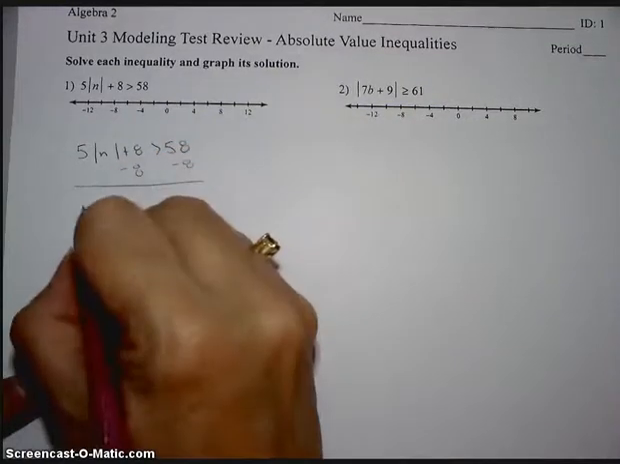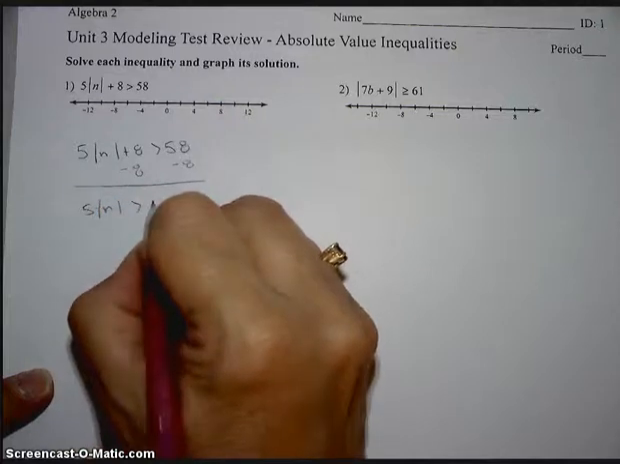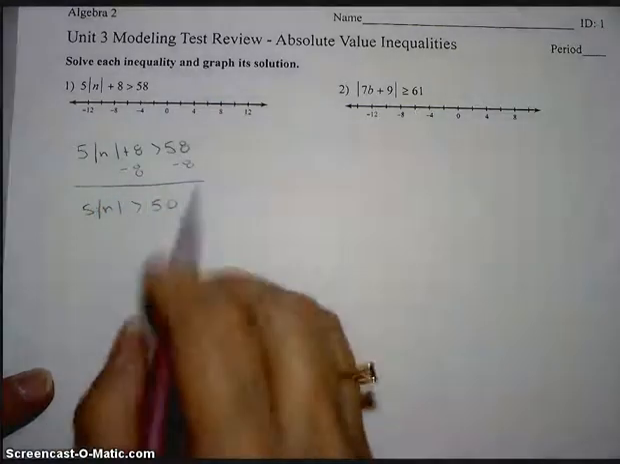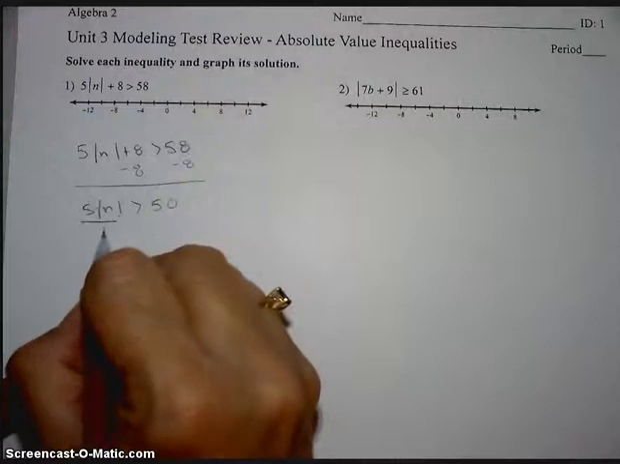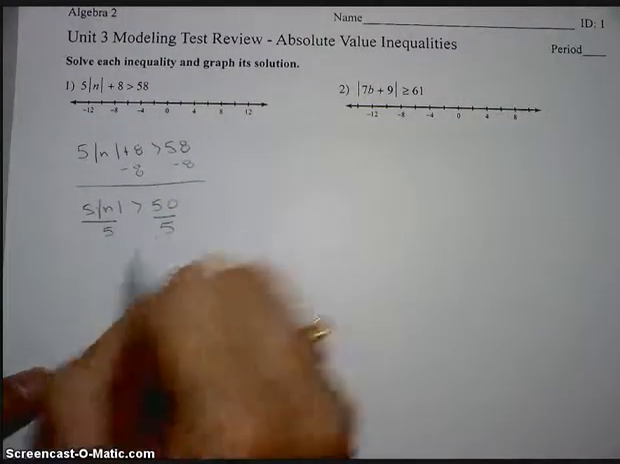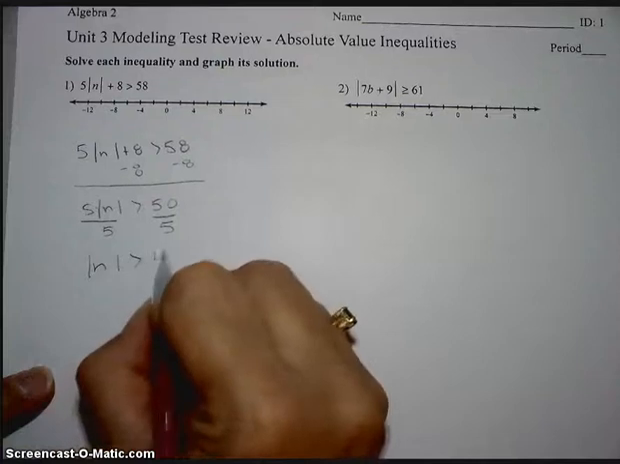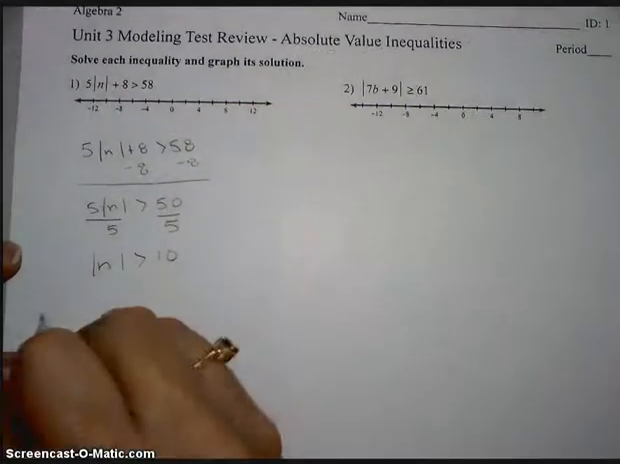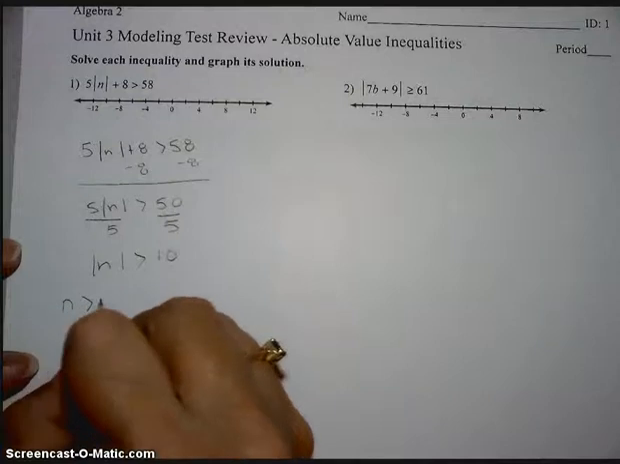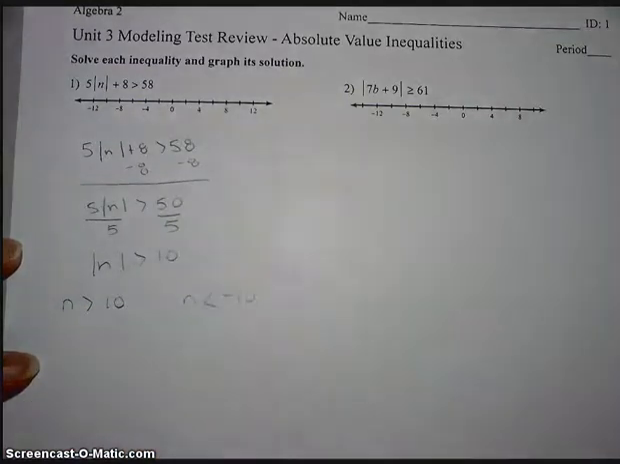So this means I have 5 times the absolute value of n is greater than or equal to 50, because it subtracts 8 on both sides. Now this is 5 times n, so I'm going to divide by 5, and I wind up with the absolute value of n is greater than or equal to 10. So now the absolute value is by itself, so I set up my two equations. n is going to be greater than 10, and then n is going to be less than negative 10. So that was my answer.